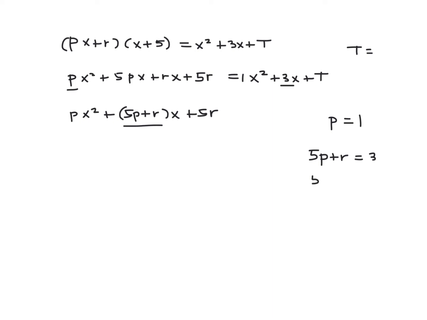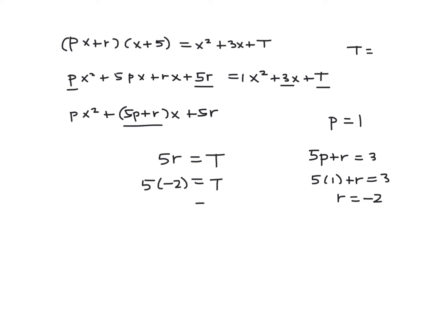So p is 1, so substitute that in. And that's going to give me r is equal to negative 2. Right? And then finally, this t is the same as that 5r, so that means 5r is equal to t. And then r is equal to negative 2. So therefore, t is equal to negative 10.